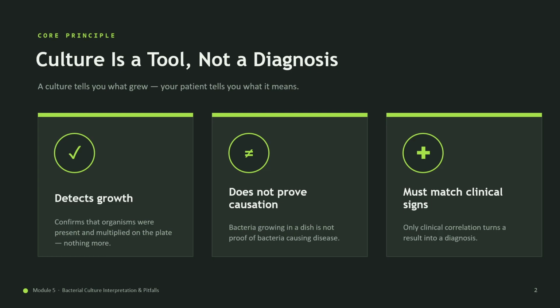The only way to bridge that gap is clinical correlation. Do the organism, the site, and the quantity match the clinical signs in front of you? If a result doesn't fit the patient, trust the patient and question the sample or the interpretation before you start treating a piece of paper.